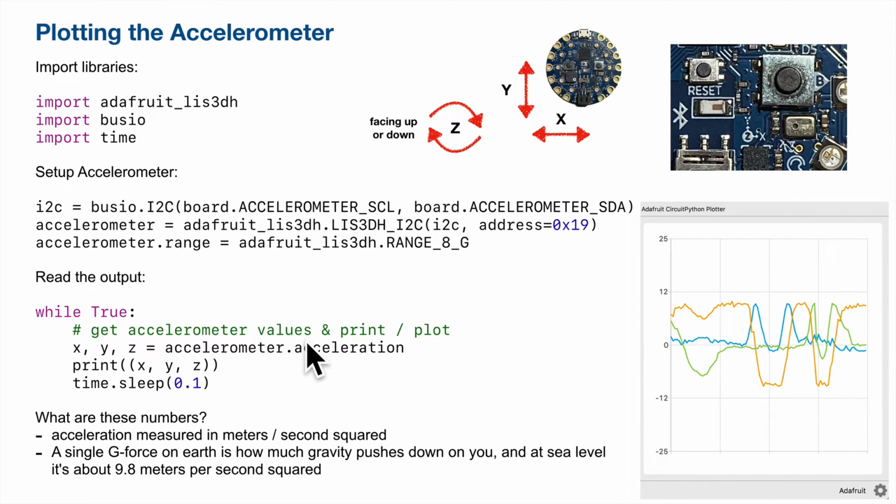Now the time sleep just means wait 1/10 of a second. It gives us a very slight pause in between each reading of the accelerometer so we can read things a little bit better. And if you wanted to have fewer plots, just feel free to make this number larger.